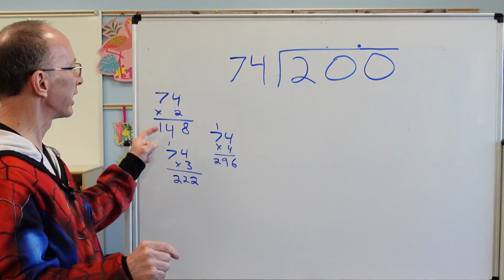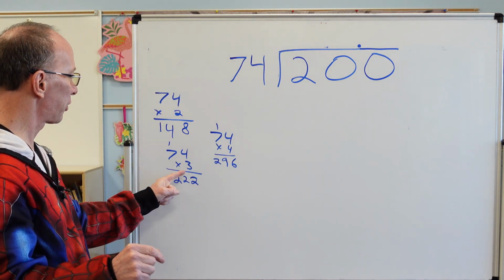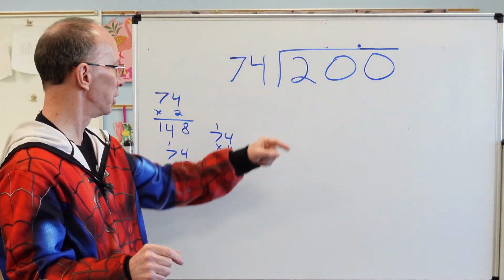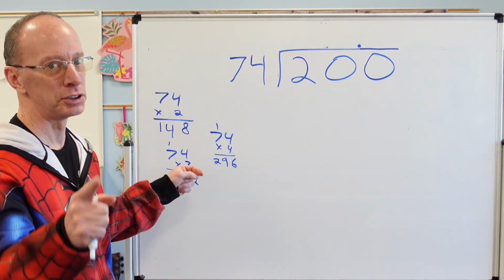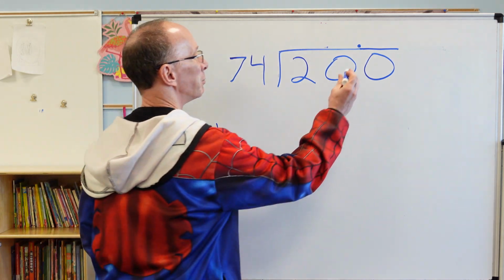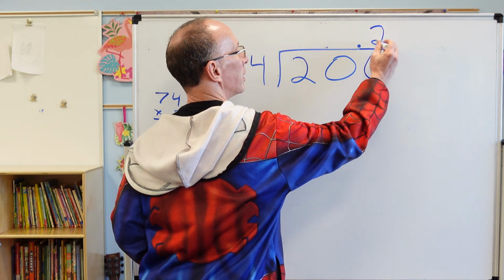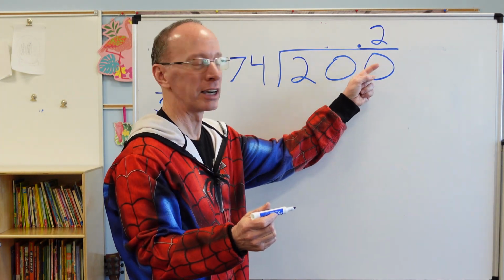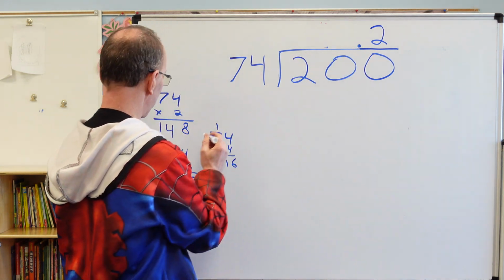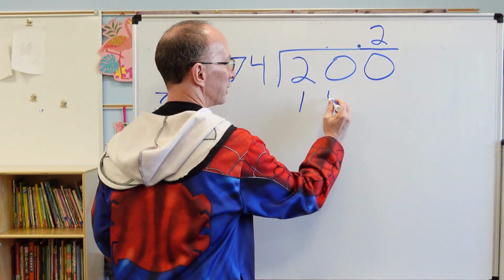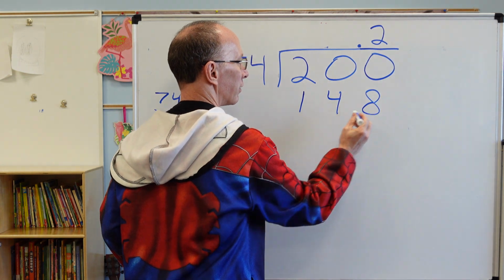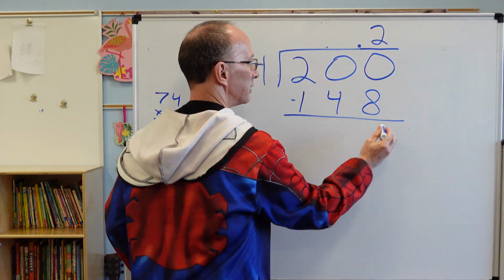What's the best number that I could fit in there? 74 times 3, too big. 74 times 2, just right. All right, so let's go ahead and put the 2 right here. Remember, we got a decimal point now, all right? 2 times 74 equals 148. So put that right there, do some subtraction, all right?